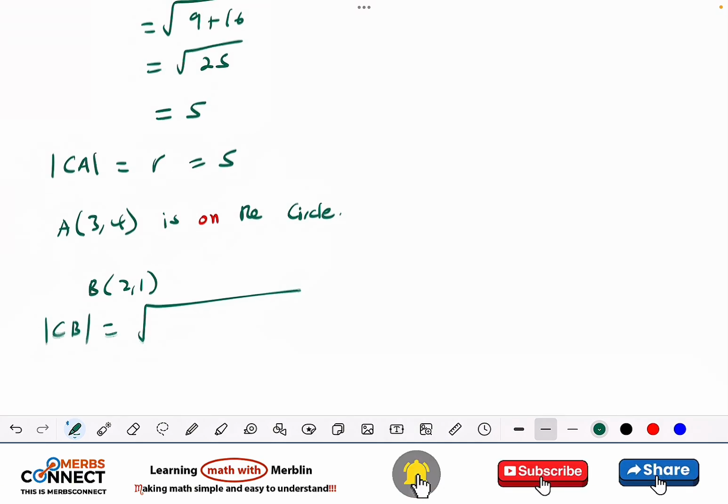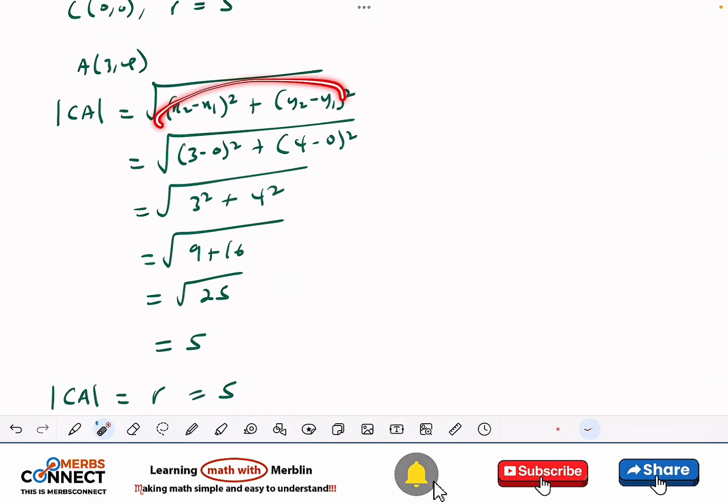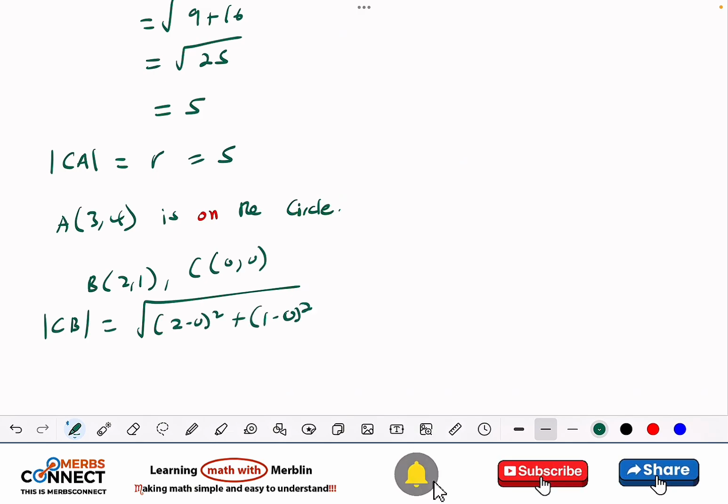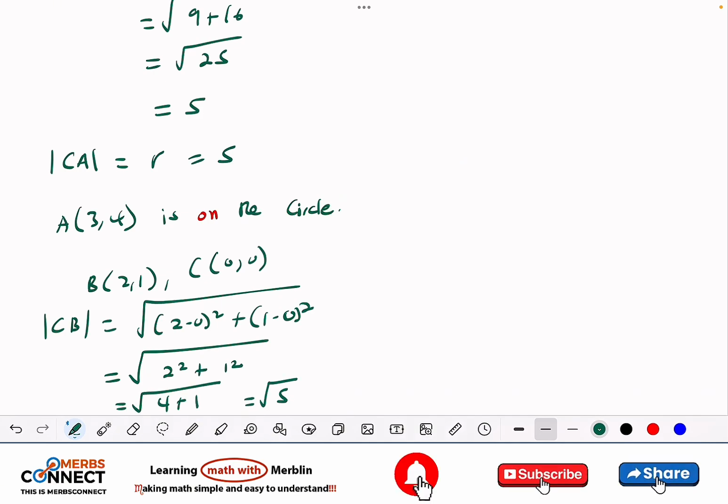We know the equation of the distance already from here. The center is 0, 0. So this will be the root of 2 minus 0 squared plus 1 minus 0 squared. This is going to give us the root of 2 squared plus 1 squared. This is the root of 4 plus 1. This is the root of 5.